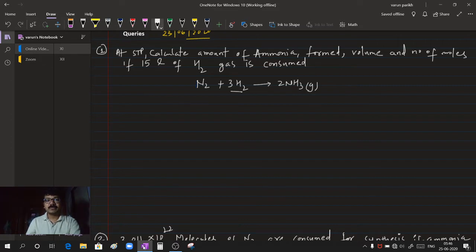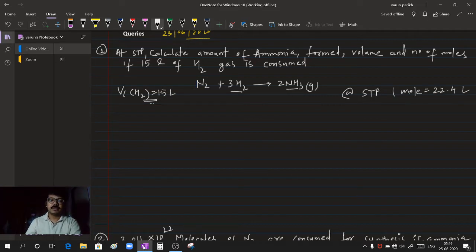So they are asking what will be the amount of ammonia if 15 liter of H2 is consumed. So V liter of H2 is given, 15 liter. And as they are talking about volume, we put the standard data at STP, because we know 1 mole at STP is equal to 22.4 liter. So 3 moles are there, so 3 multiplied by 22.4 liter gives 2 multiplied by 22.4 liter of ammonia. Simple. So what about if 15 liter of H2 is consumed?